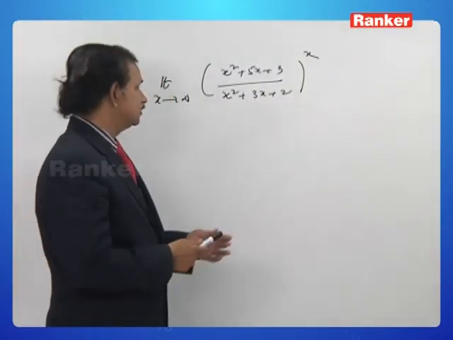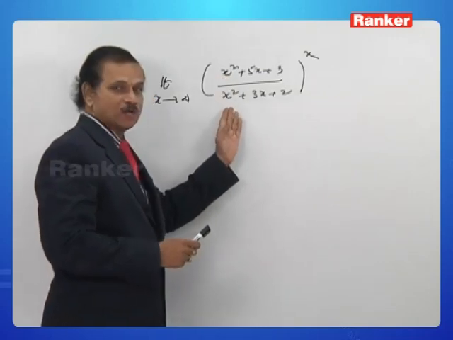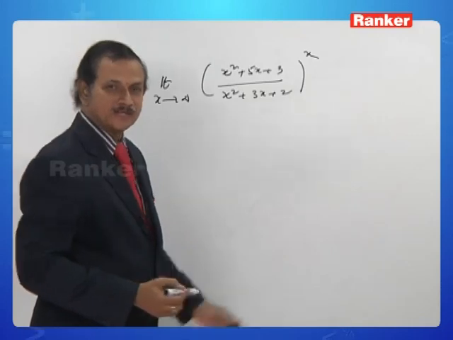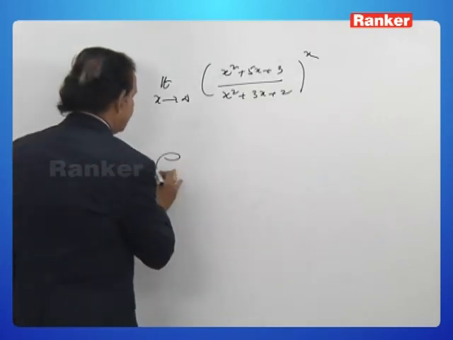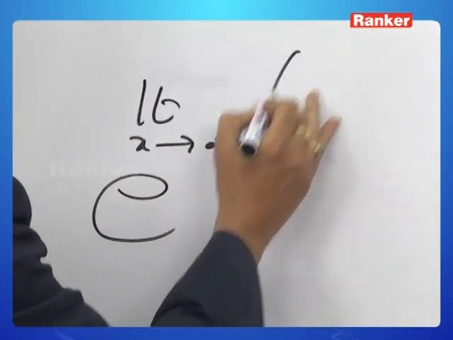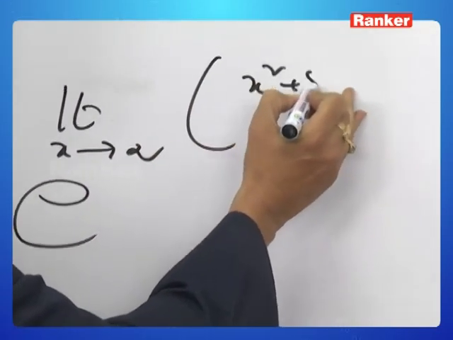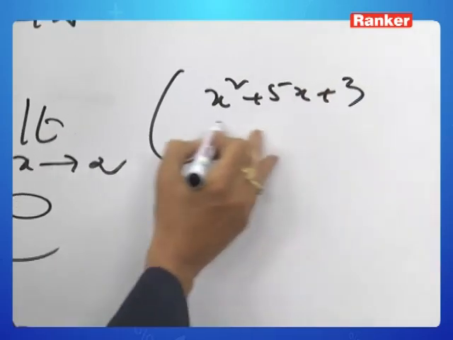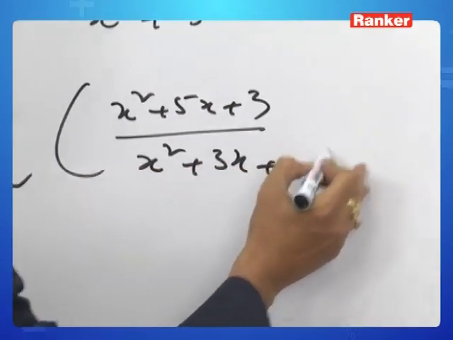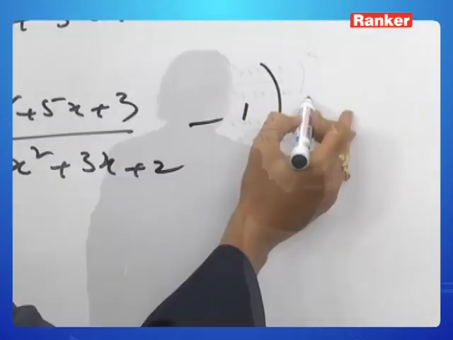What do you say about this? As x tends to infinity, this tends to 1 and that is infinity. It looks like 1 power infinity. We can simplify this as e power limit as x tends to infinity of x square plus 5x plus 3 by x square plus 3x plus 2 minus 1 into x.